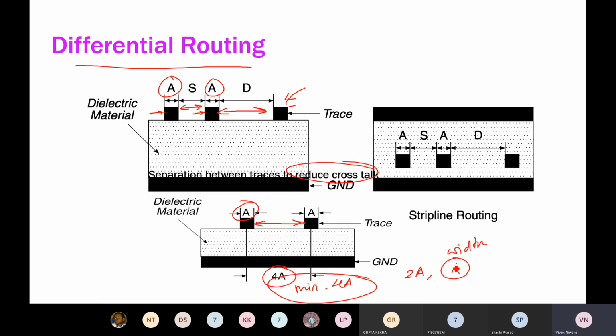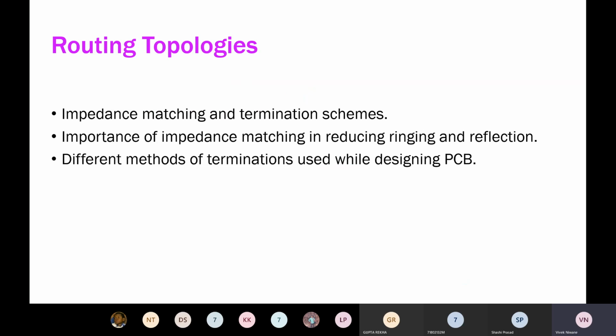If we are dealing with lower frequency signals, a single A can do your job without creating any interference. Then we also have to think about impedance matching and termination schemes. We have to think about transmission lines, and the importance of impedance matching in reducing ringing and reflection.